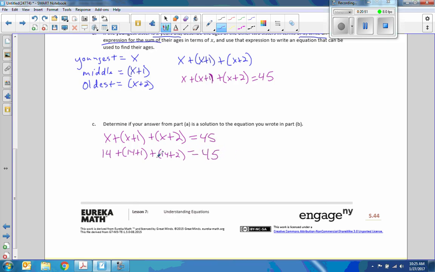Now when I do that, I add them up. This is 14 plus 15 plus 16 equals 45. 6 plus 5 is 11, plus 4 is 15. Carry the 1. 1 plus 1 is 2, plus 1 is 3, plus 1 is 4. And sure enough, 45 equals 45. That is a true statement. So my answer, if it asked how old are the kids, is 14, 15, 16 years old.